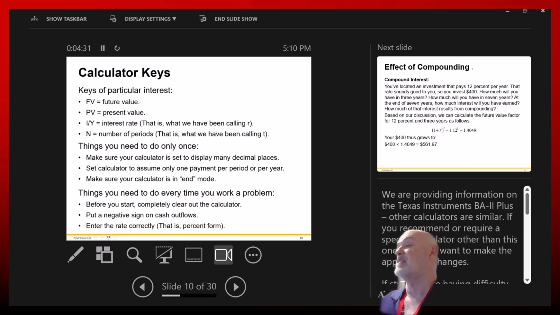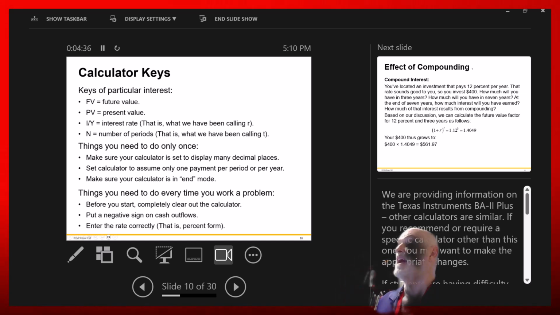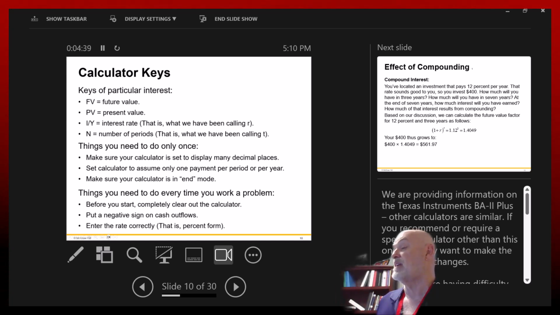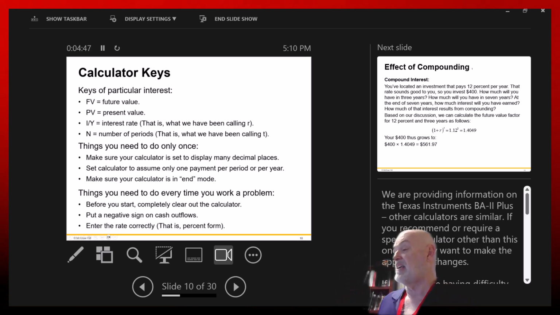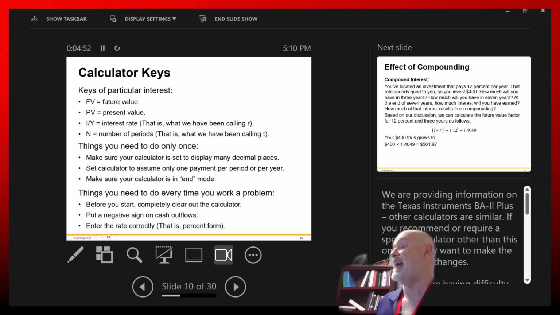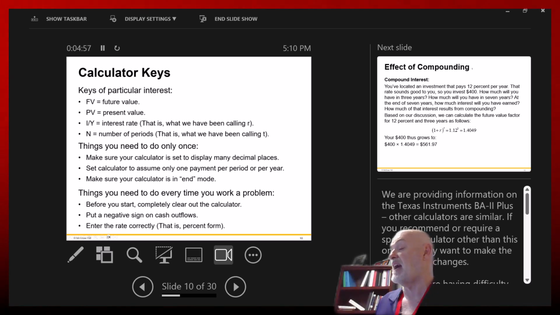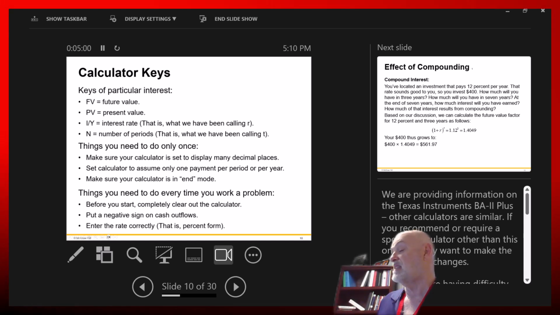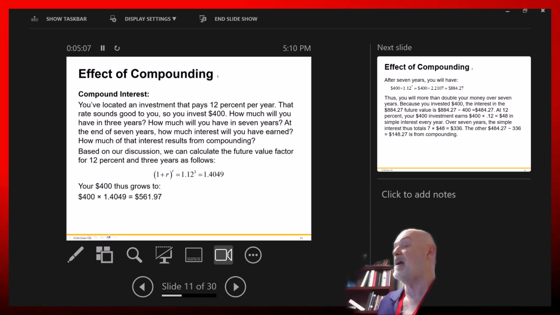Calculator keys of particular interest: FV stands for future value, PV present value, I/Y interest rate, and N number of periods. And things you need to do only once: make sure your calculator is set to display many decimal places. Set the calculator to assume only one payment per year, and make sure your calculator is in end mode. Before you start, completely clear out the calculator and put a negative sign on cash outflows. Enter the rate correctly. This is for people who are using calculator keys. Now, the effect of compound interest.